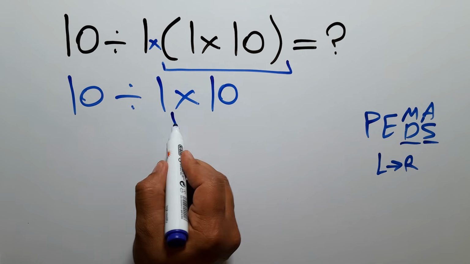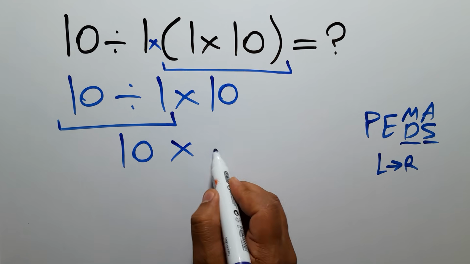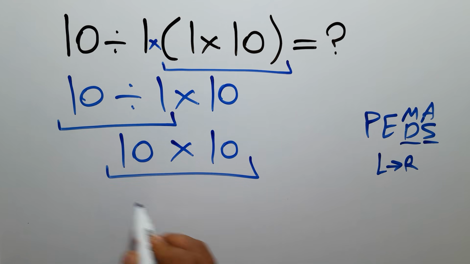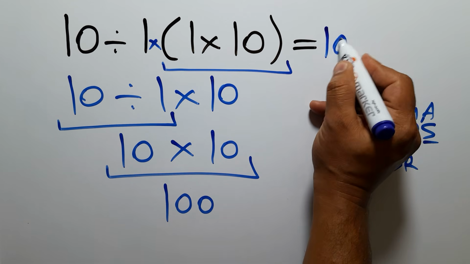10 divided by 1 is just 10. So we have 10 times 10, which gives us 100. And this is our final answer to this problem. The correct answer is 100.